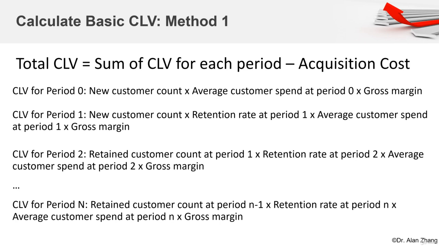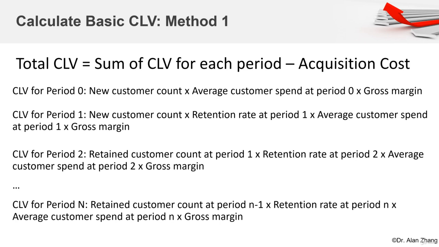Okay, you may have noticed that while retention rate and average customer spend are period specific, meaning they change over time, gross margin is not period specific. It is because gross margin tends to stay stable over a short period. Of course, if you have a reason to believe that the gross margin also changes in your business, feel free to make it period specific and adjust the calculation. Now, this concludes the first method of basic CLV calculation.